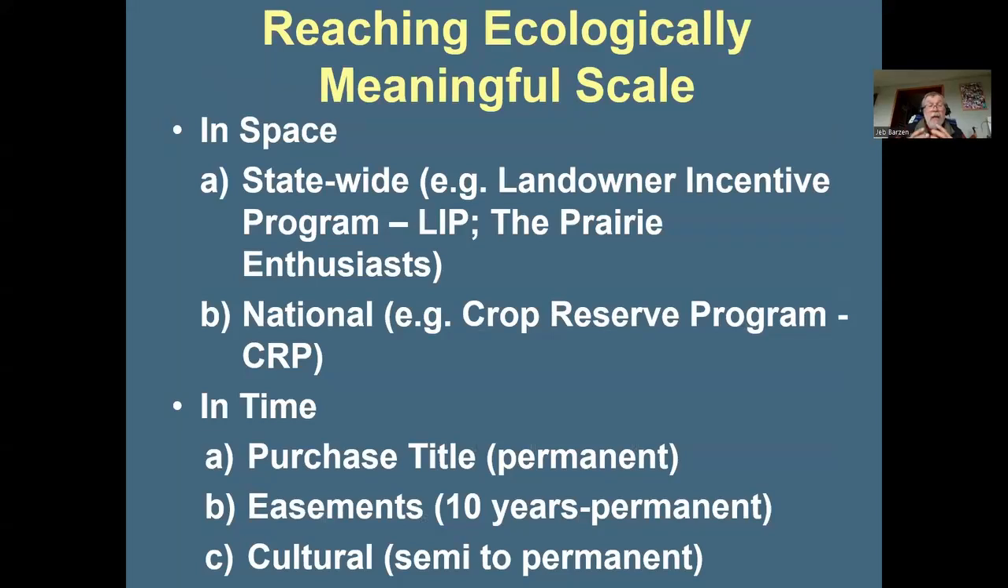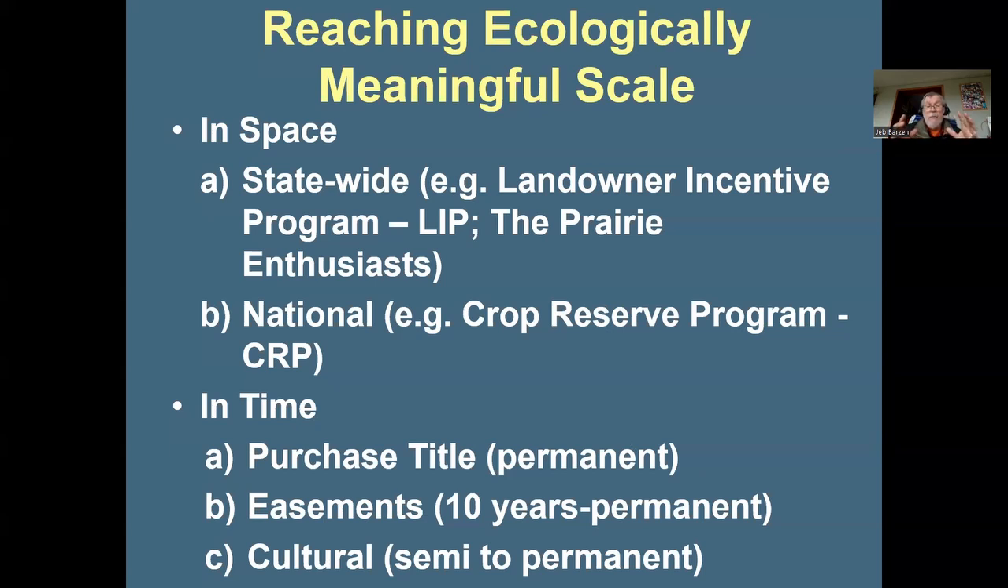So space and time are both relevant as we work with this. And you can have statewide programs. We have many landowner incentive programs, LIP, of course. You guys know this better than anybody, with the Conservation Reserve Program or EQIP or all the various acronyms, and I don't even know what they are now. You guys know that much better than I do.